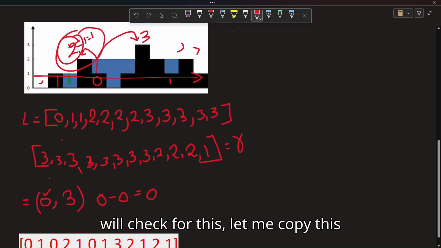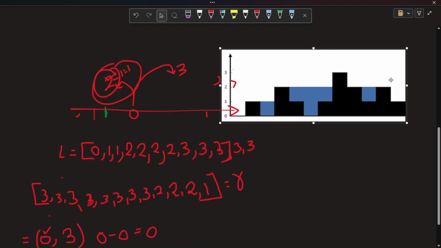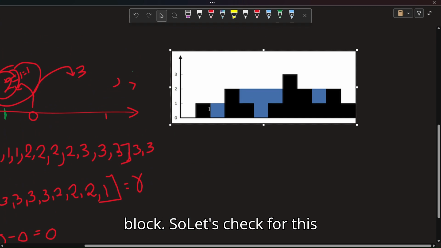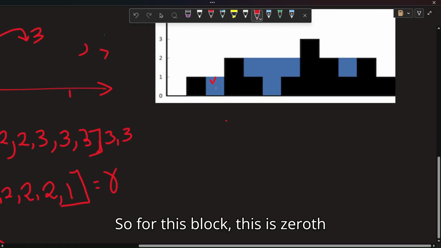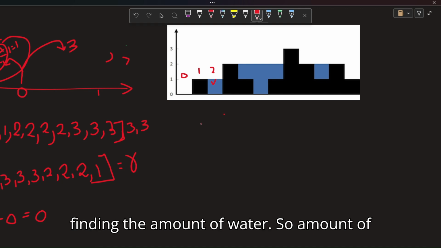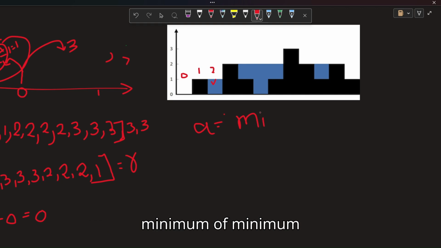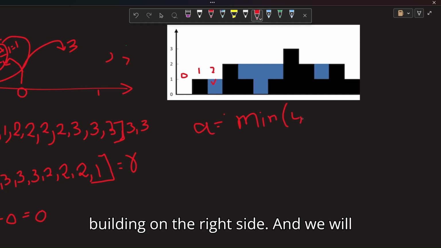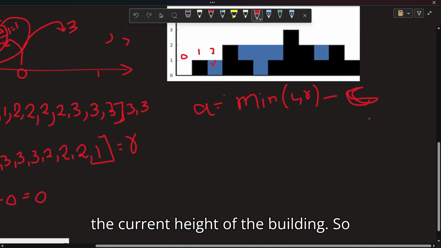Let me copy this image and move it from here to here, and let's check for this block. For this block, this is the 0th element, this is the first element, and this is the second element. So we have a formula for finding the amount of water. The amount of water is equal to the minimum of the highest building on the left side and the highest building on the right side, and we will subtract the current height of the building from this.